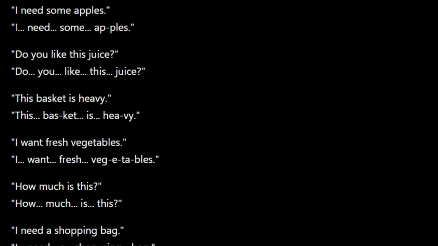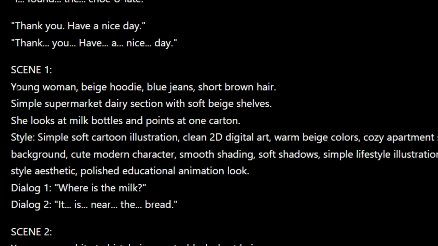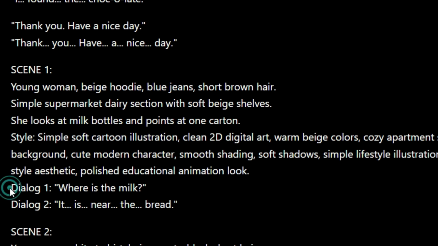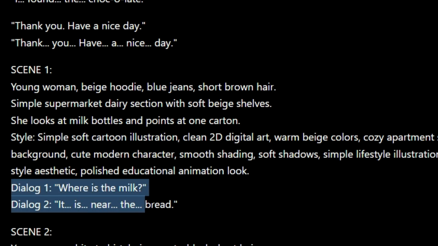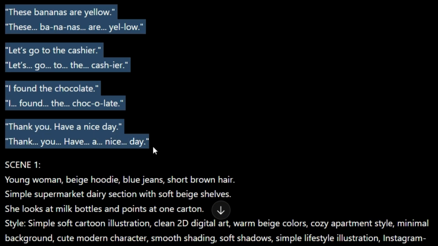For example, I need some apples. I need some apples. The slower repetition helps viewers understand pronunciation and improve speaking skills. You'll also receive detailed prompts for every scene, making the video creation process much easier. If you use Google Flow, the dialogue is already built into each prompt. Otherwise, you can use the free method I'm about to show you.